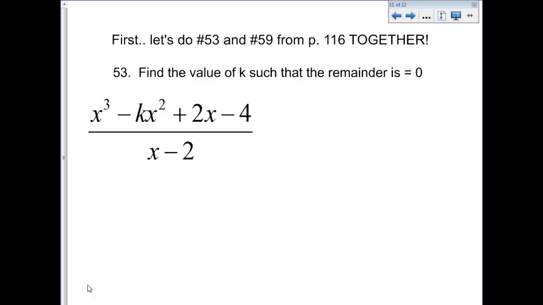On your homework check, it does say for 2.3 that we're going to do numbers 53 and 59 together. I really like question 53 because it reminds me a lot of a math team question, but by default, that also reminds me of an SAT question. So this is a question where they give you a mystery term of k, and you've got to figure out what's going on such that the remainder comes out to 0.